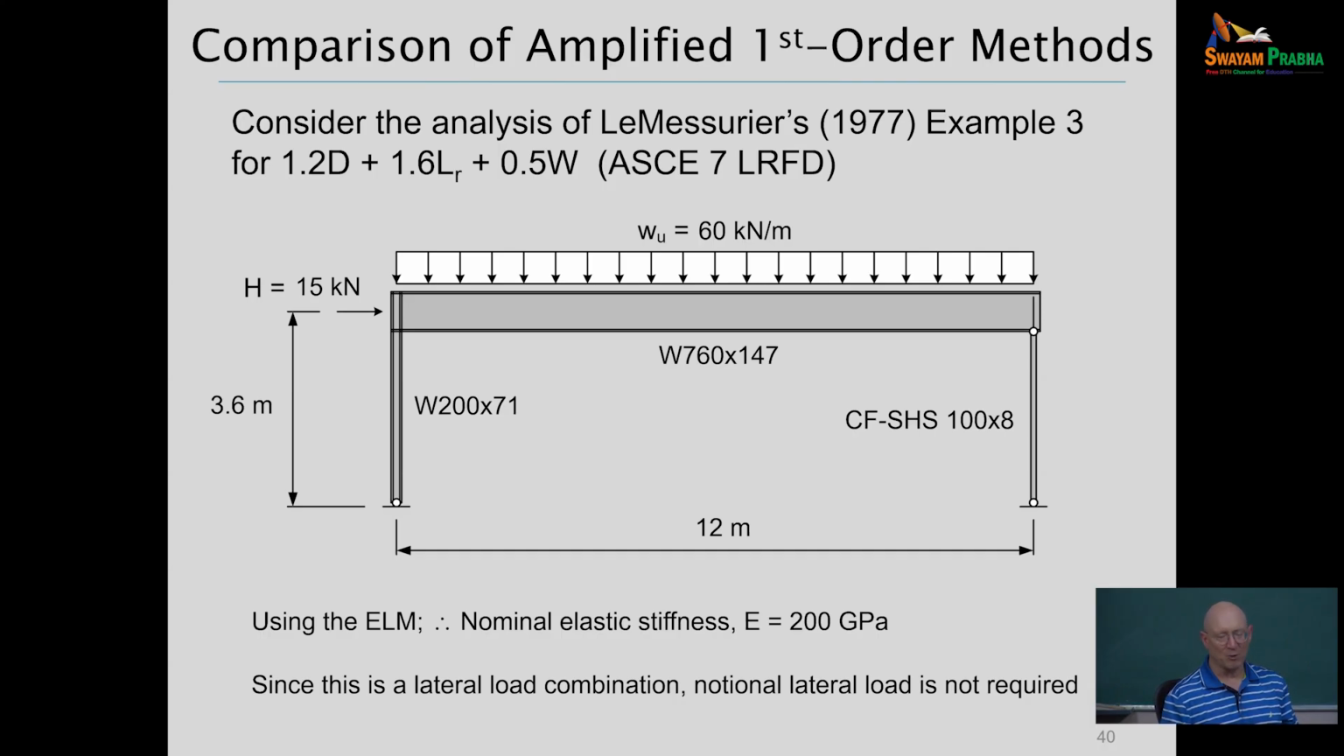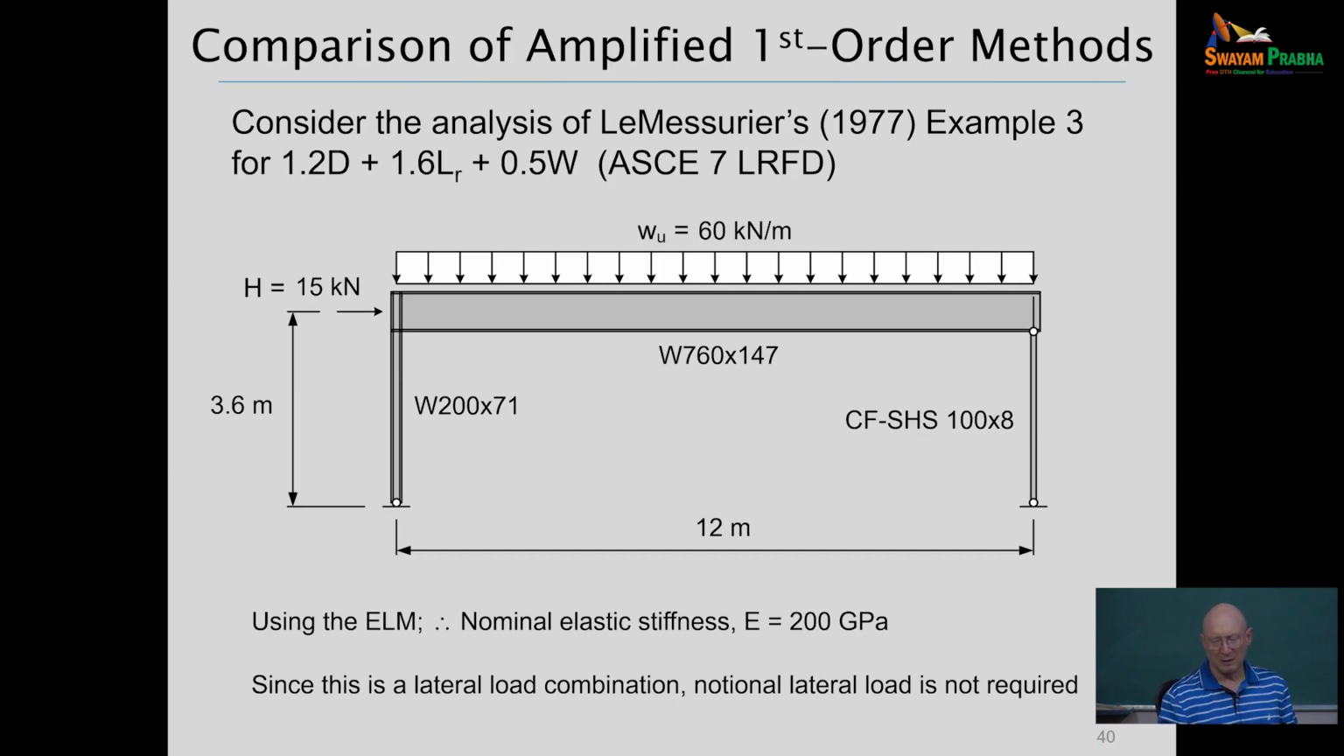You're getting second order results in order to get your demands on the frame, but you're doing the analysis all with nominal stiffness. And for gravity only load cases, we would include notional lateral load. We'll talk more about that later. But this is a lateral load case. There's no notional lateral loads that would be required.